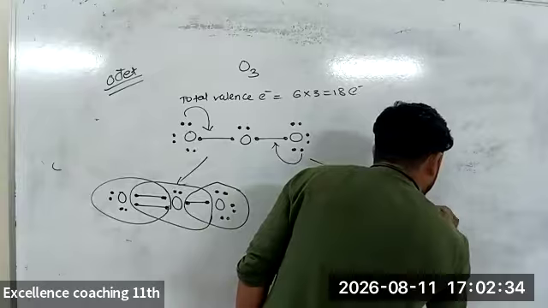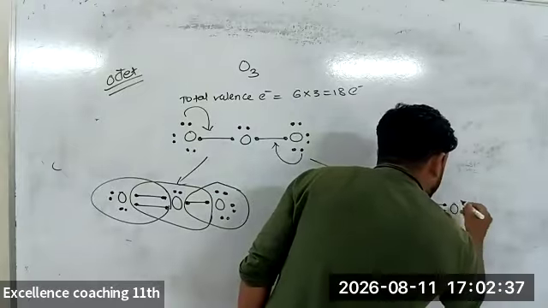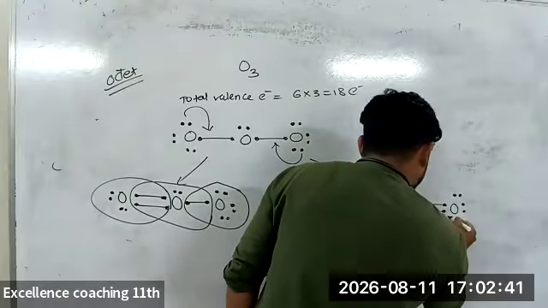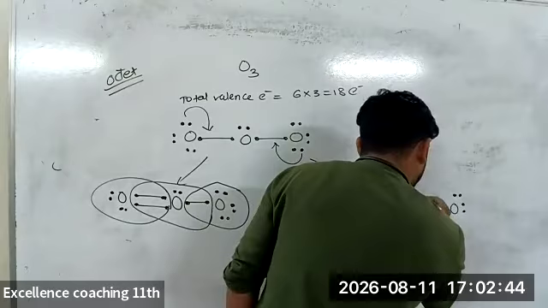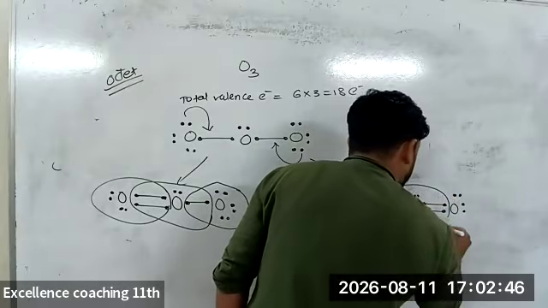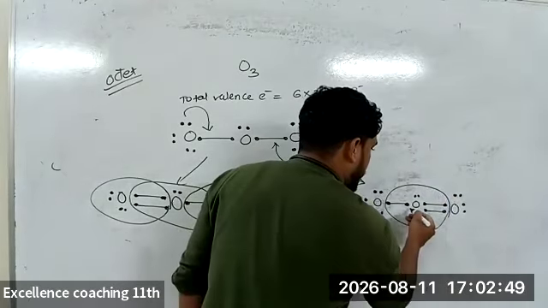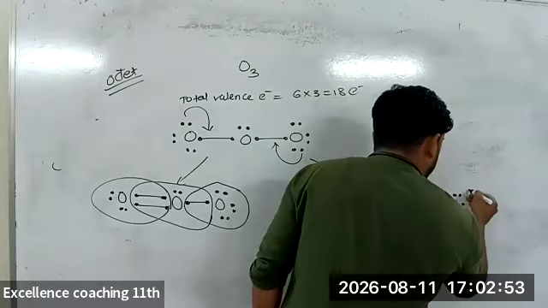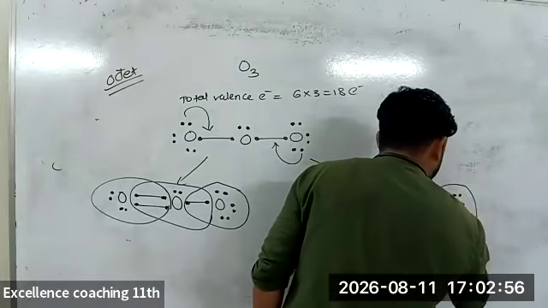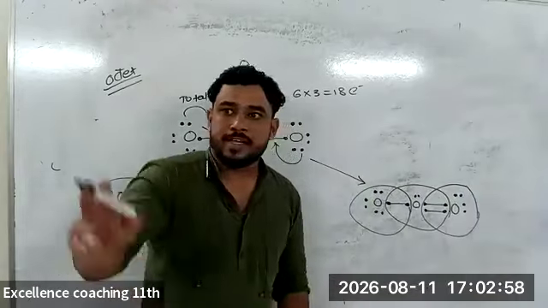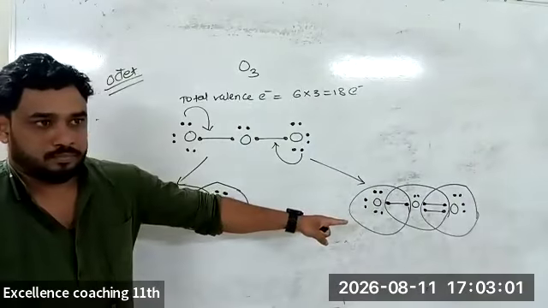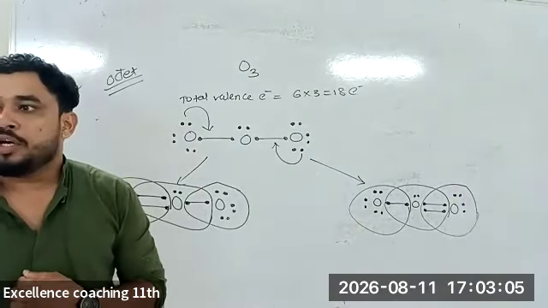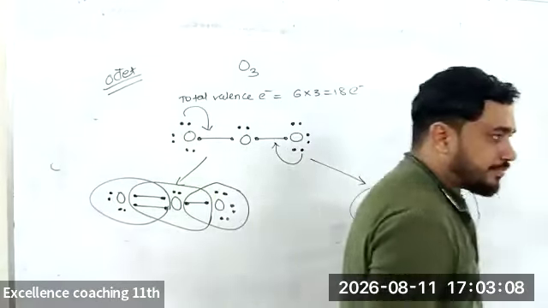Oxygen, 1, 2, 3, 4. So 2 electrons here. This will make one circle. Then this will make one circle. And 1, 2, 3, 4, 5, 6, 7, 8. This will make one circle. In the exam, it should be drawn like this. Both the structures you have to draw. This is the Lewis dot structure for who? O3. Take a look.